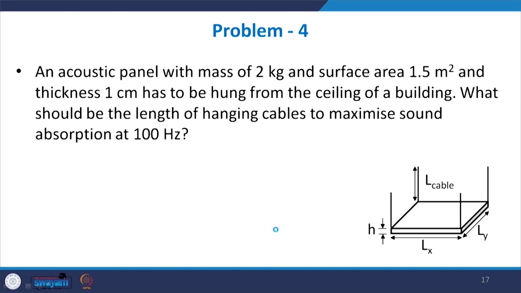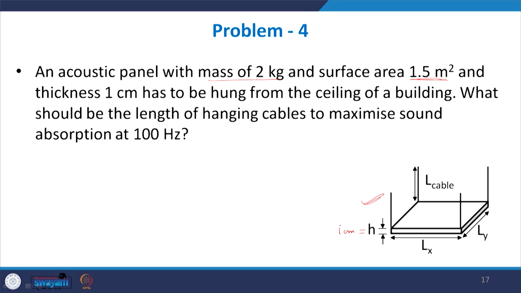Okay, now let us solve another question of acoustic panel. This is an acoustic panel that is given to you. This is not a fixed one, but this is a hanging panel or a suspended panel. Mass is 2 kgs. Surface area is given to you as 1.5 meters square. The thickness is given to us is 1 centimeter, so H is equal to 1 centimeter. So everything is given.